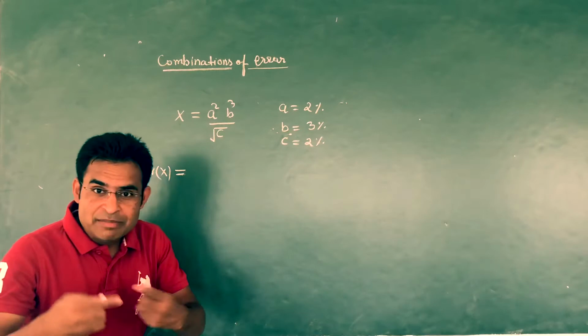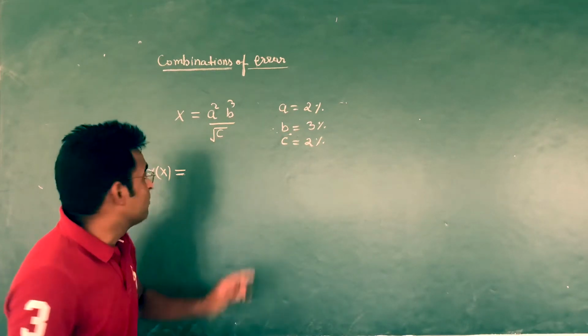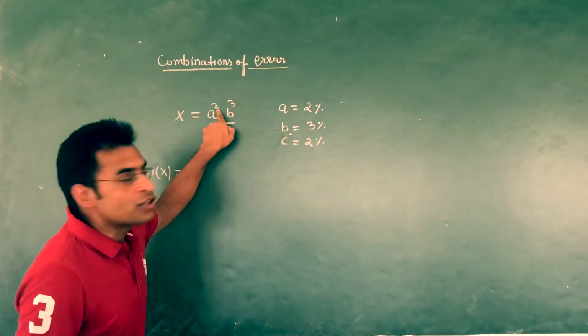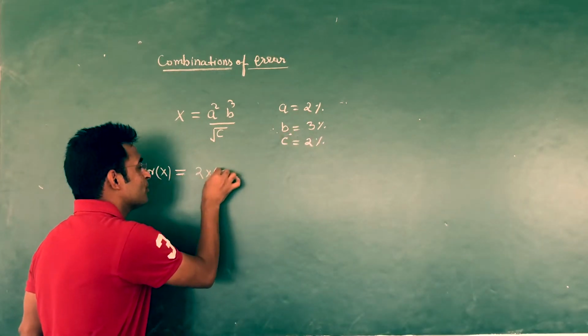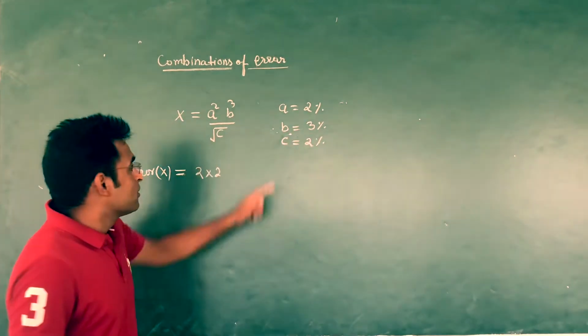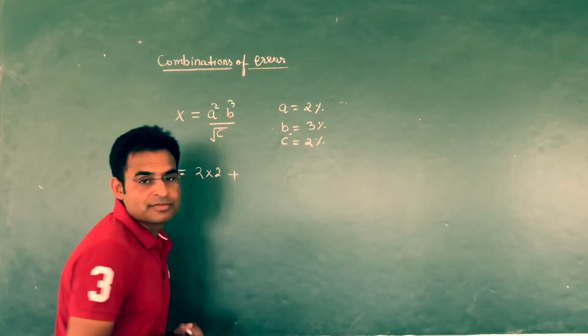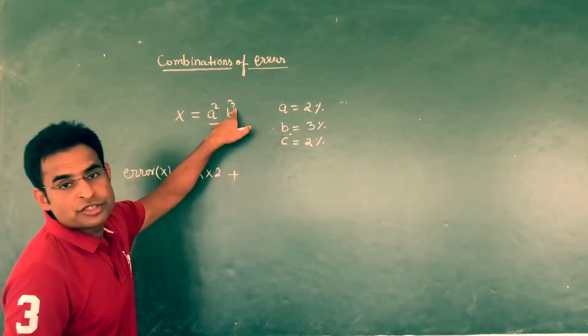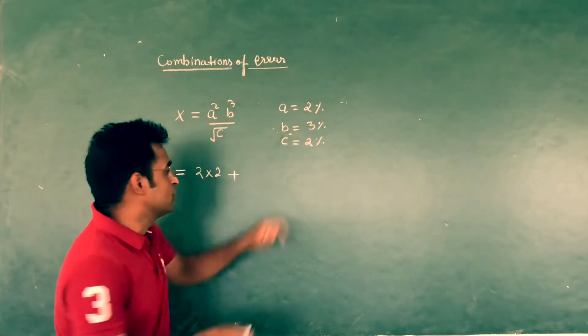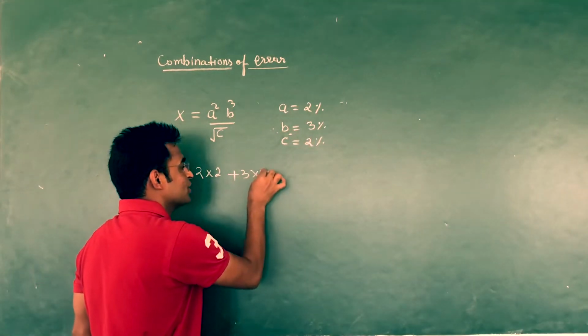power will be multiplied and error will be added. Means what's the power of this one? 2, and what's the error over here? 2. So I'll take 2 into 2, plus, because error is added, power multiplied and error added. So plus, now what's the power of this one? 3, but what's the error in B? 3. So that will be 3 into 3.